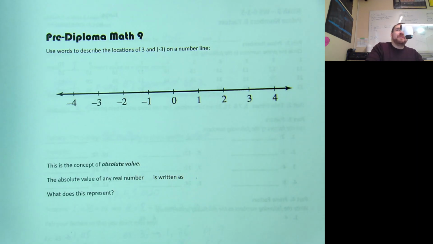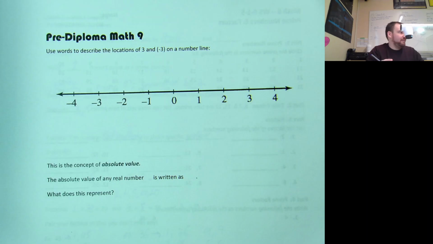So, there is an operator in mathematics. Actually, there are many operators in mathematics, but the one that we're going to look at today is what's called the absolute value operator. And you'll see what it does here in a sec. So, we'll start by using words to describe the locations of 3 and -3 on the number line. So, where's 3? Where's -3?